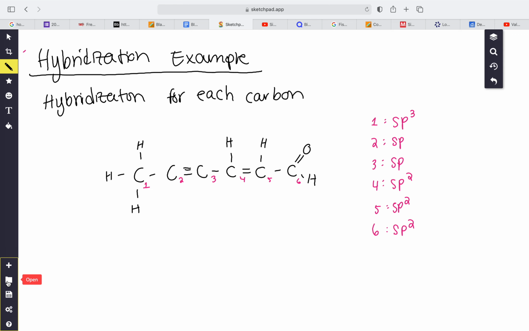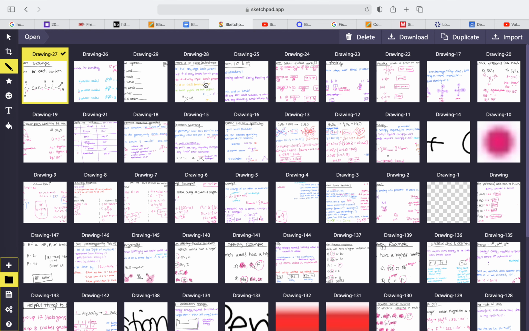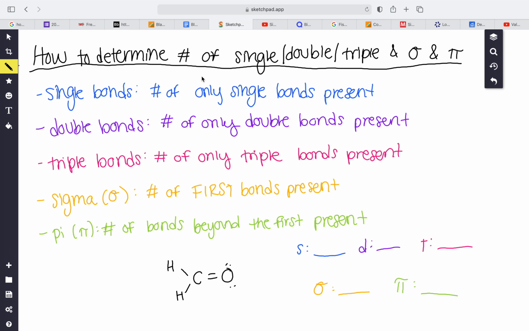So pretty simple. Okay, moving on, let's talk about how to determine the single bonds, double bonds, triple bonds, and sigma and pi bonds. I have everything color organized here, so hopefully it's a little bit easier to understand.